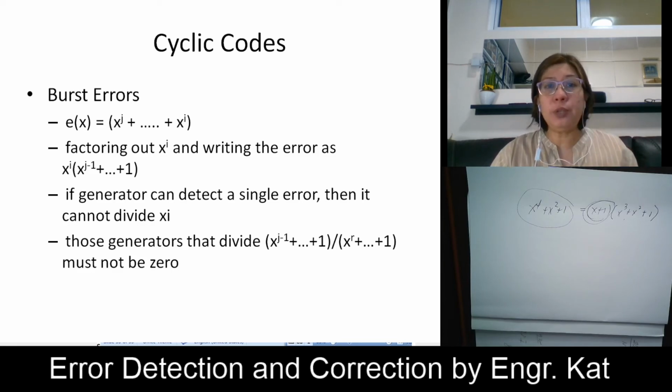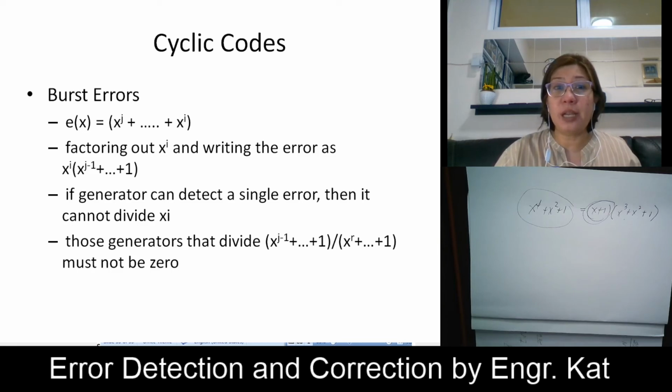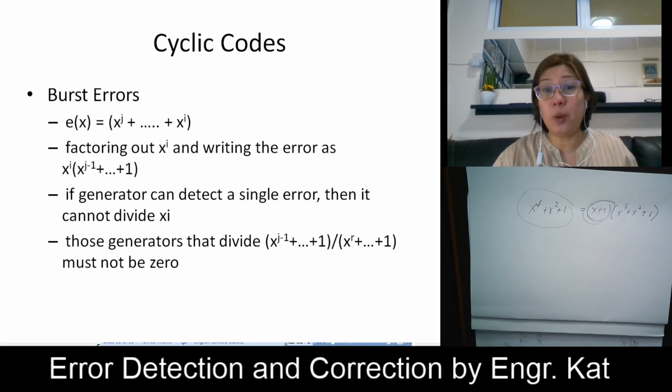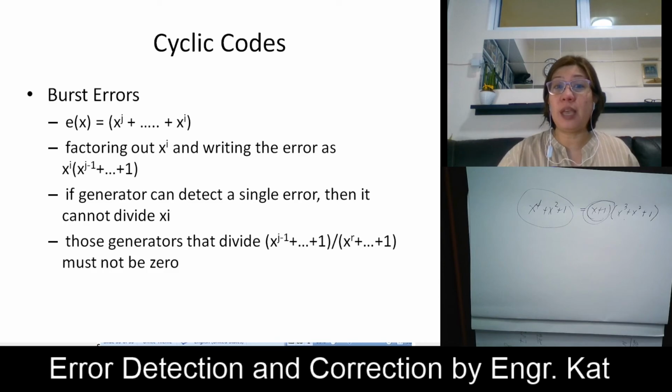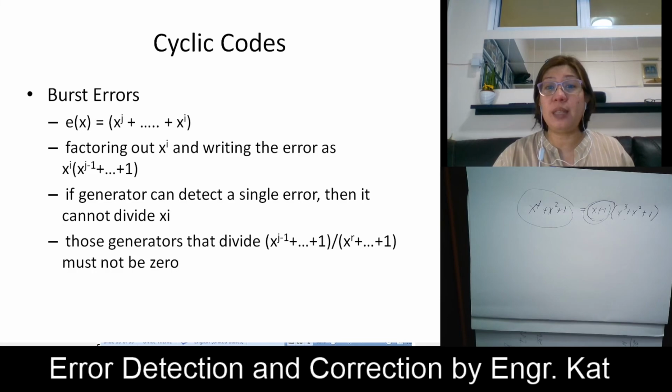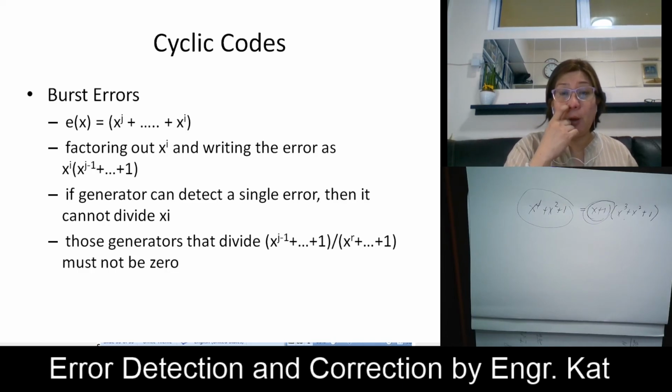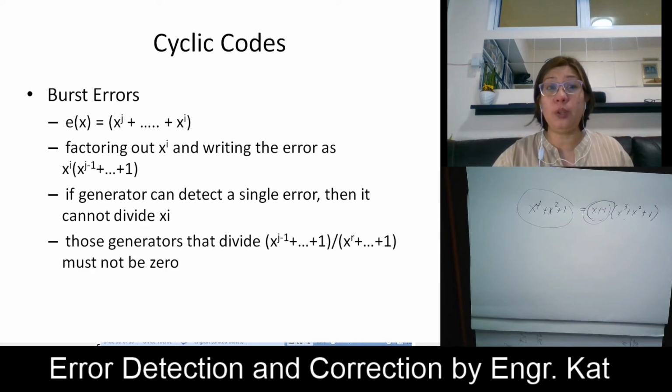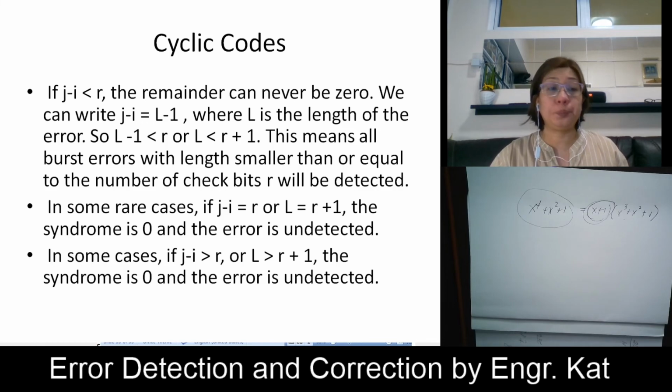We have here factoring out x^i and writing the error as x^i multiplied by x^(j-i) plus 1. So if a generator can detect a single error, then it cannot divide x raised to i. Okay? So those generators that divide x raised to j minus i, plus 1, divided by x raised to r plus 1 must not be 0. Okay? So there are three cases to this. What are those three cases?